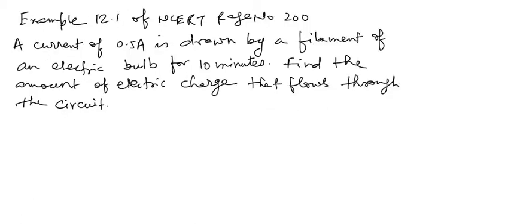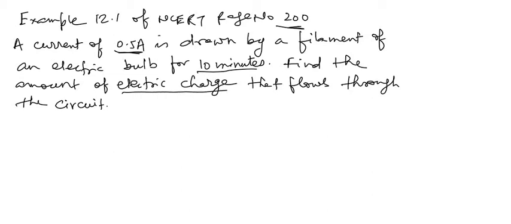Moving on to the question, that is example 12.1 of NCERT, page number 200. A current of 0.5 ampere is drawn by a filament of an electric bulb for 10 minutes. Current is given, that is 0.5 ampere, and time is given, 10 minutes. Find the amount of electric charge. We are required to find the amount of electric charge that flows through the circuit.